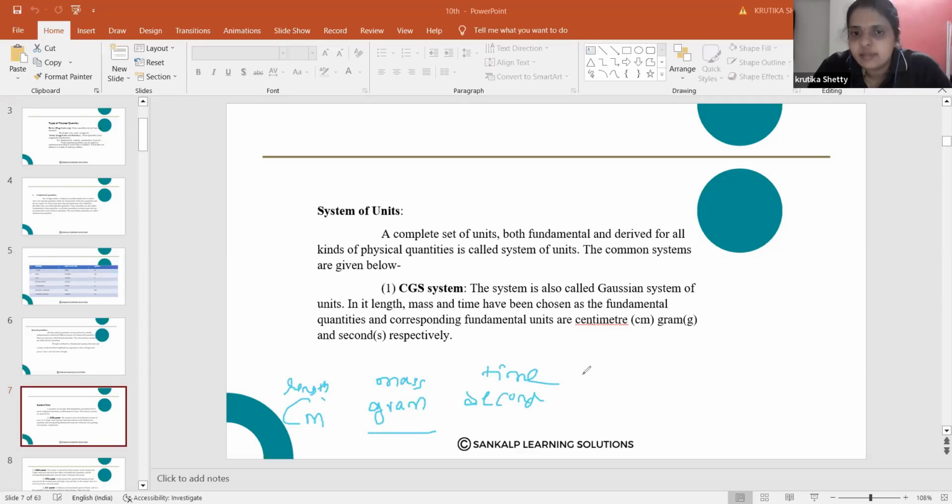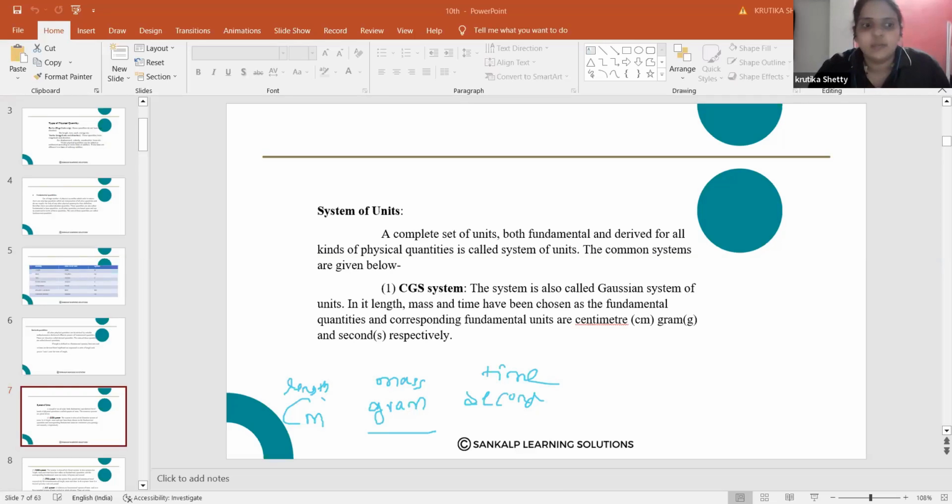In the CGS system, we express the mass in grams, length in centimeters, time in seconds. This system is also called the Gaussian system of units. Here, length, time and mass have been chosen as the fundamental quantities, and the corresponding units are centimeters, grams, seconds, respectively. Out of the 7 fundamental quantities, we are taking just 3: length, mass and time, expressed in centimeter, gram and second. So this is about the CGS system.